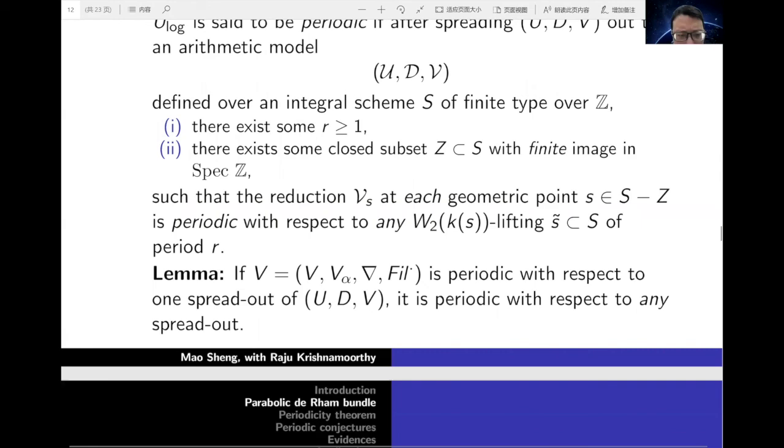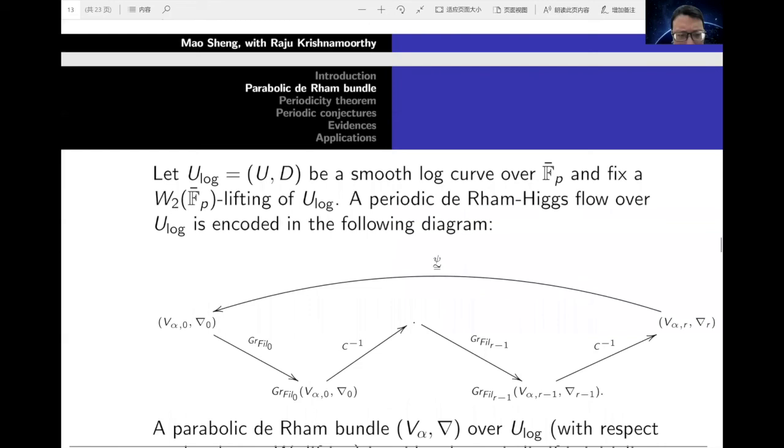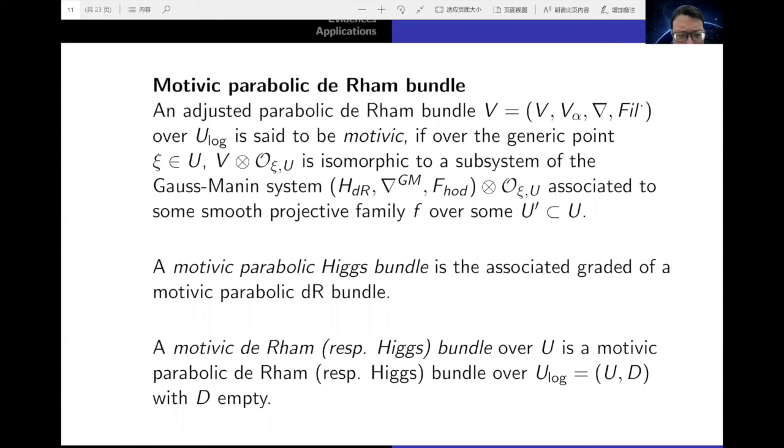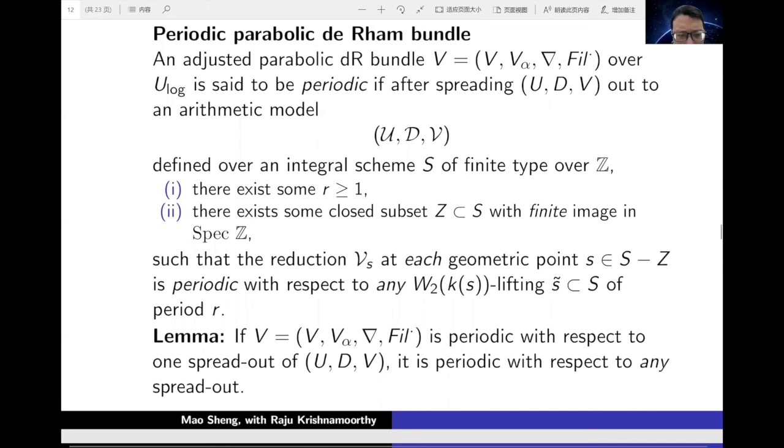The main result of the work is the periodicity theorem. The statement is like this. Let U be a smooth complex curve. Then any motivic Dirac bundle over U is periodic. The motivic Dirac bundle is just this one, the motivic Dirac bundle without log pole, which means it's, perhaps over a smaller open subset, a Dirac factor of the Gauss-Manin system. Then the statement says this is periodic in this sense, satisfying all the conditions in this slide.